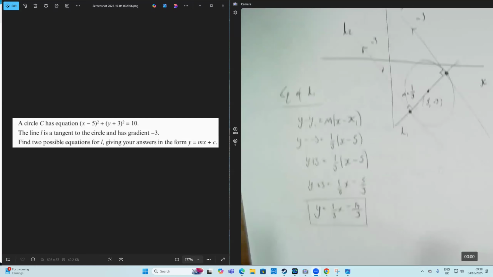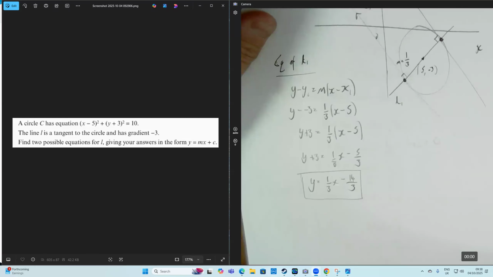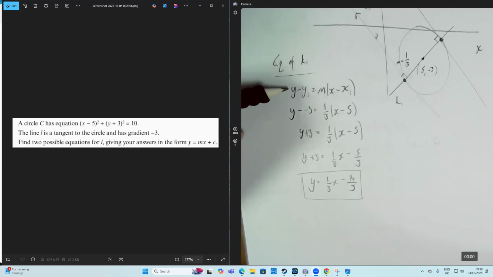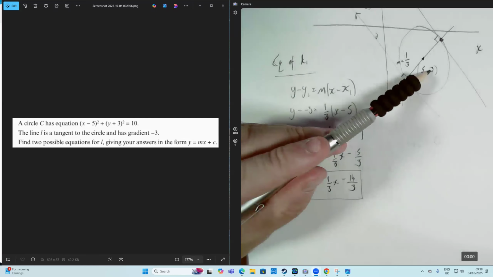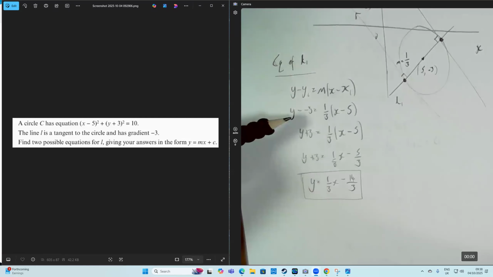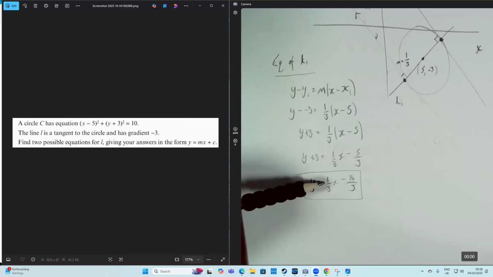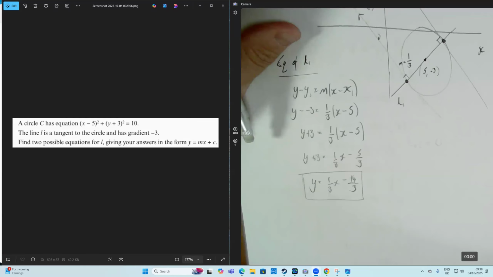Now let's use the equation y − y1. You can use y = mx + c if you prefer, but I'm going to use y − y1 = m(x − x1), substituting in my point (5, −3) and my gradient 1/3. When I do that and expand the bracket, I find the equation of L1 is y = 1/3 x − 14/3. So far, so good.